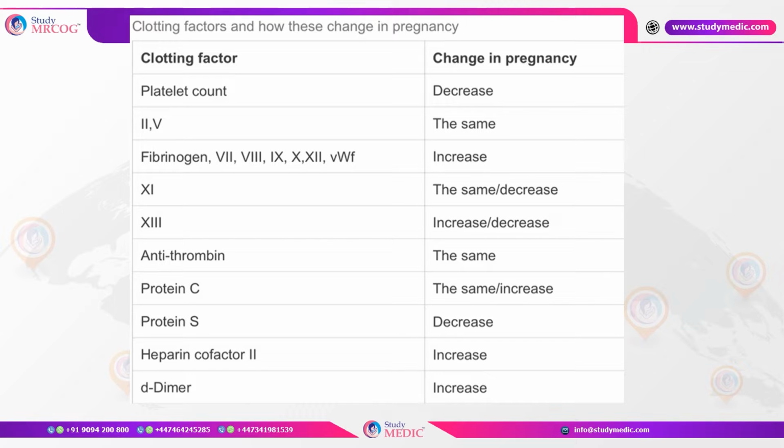Now factors 2 and 5 remain the same. Fibrinogen, factor 7, 8, 9, 10, 12 and von Willebrand's factor increase. Factor 11 overall remains the same, sometimes it might decrease. Factor 13 increases, though sometimes it might decrease. Antithrombin 3 remains the same, protein C remains the same. Protein S decreases, heparin cofactor increases and D-dimer increases. Now in these you should remember that protein C and protein S are the two naturally occurring anticoagulants in the body.